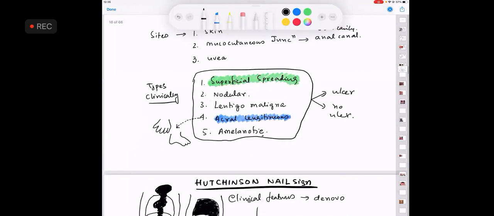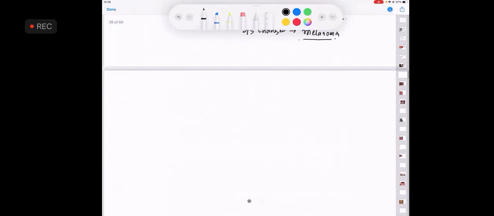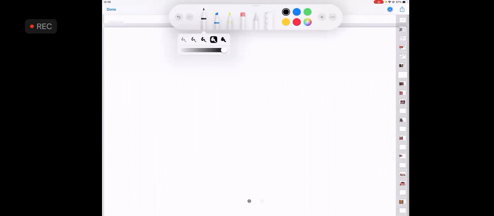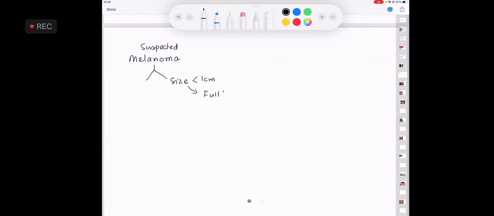Done? Talk about the treatment of a melanoma. Now, when you come to the treatment of a melanoma, when it is suspected, if the size of the lesion is less than 1 centimeter, take a full thickness biopsy with at least 5 millimeter 3-dimensional margin.